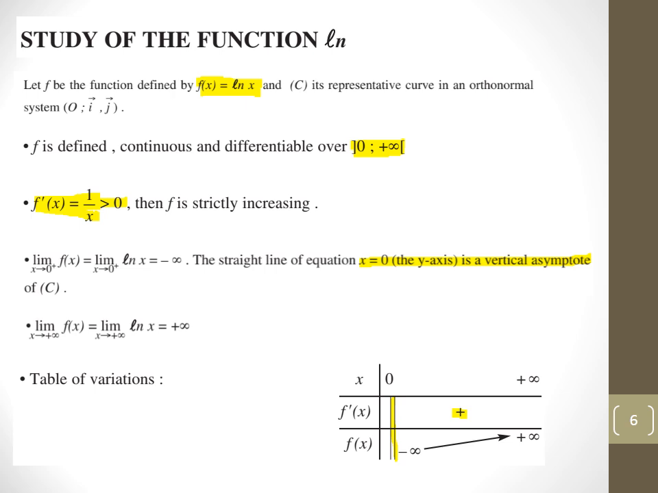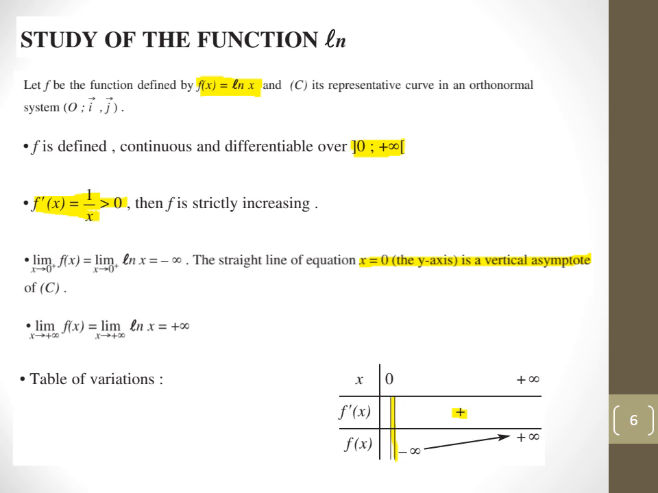Now we do the limit. You have to do the limit first, by the way. We're going to do two limits only, at 0 plus and plus infinity. ln 0, I told you you have to study it, it's minus infinity. And ln plus infinity, it's plus infinity. Here we have x equal to 0, which is the y-axis, as a vertical asymptote.